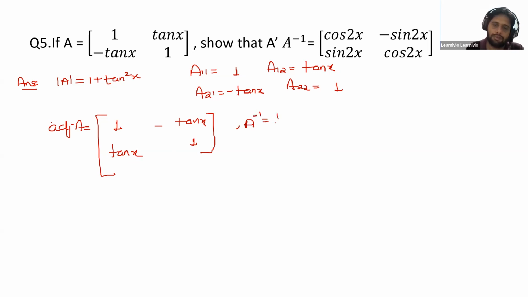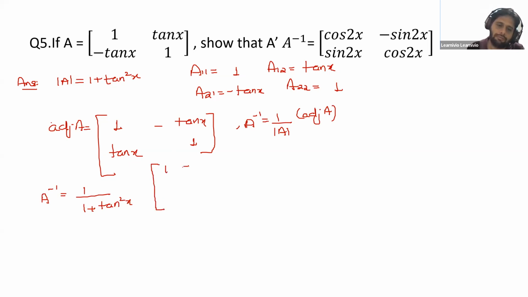So you already know that the formula of A inverse is 1 by determinant of A into adjoint of A. So A inverse is equal to, determinant is 1 plus tan square x, so 1 by 1 plus tan square x. The adjoint of A is this one, so please write this matrix: 1, minus tan x, tan x, 1. Is this correct, Abdul? Did you get this answer?